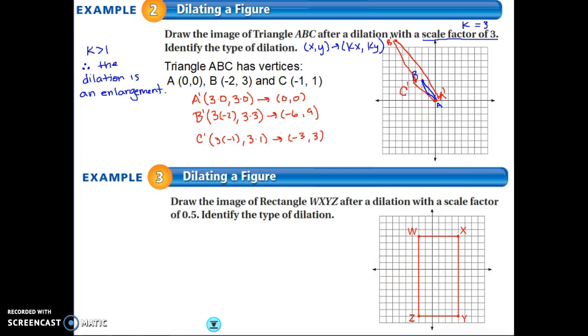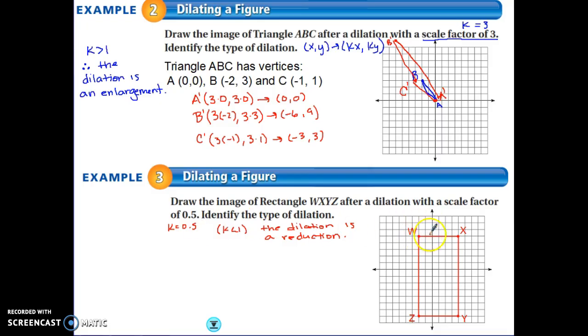Example 3. We're going to draw the image of this rectangle after a dilation with a scale factor of 0.5, or 1/2. Identify the type of dilation. Well, here k is equal to 0.5, and since k is less than 1, that means the dilation is going to be a reduction. Multiplying by a number smaller than 1 causes our figure to become smaller.